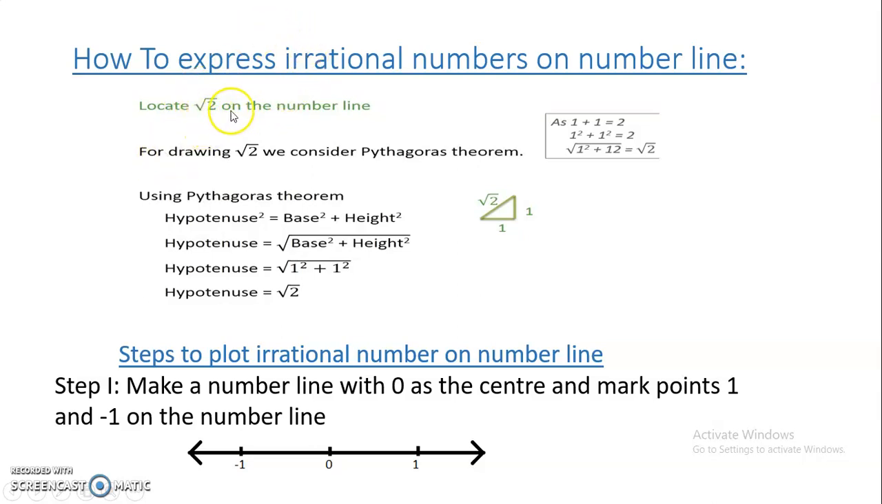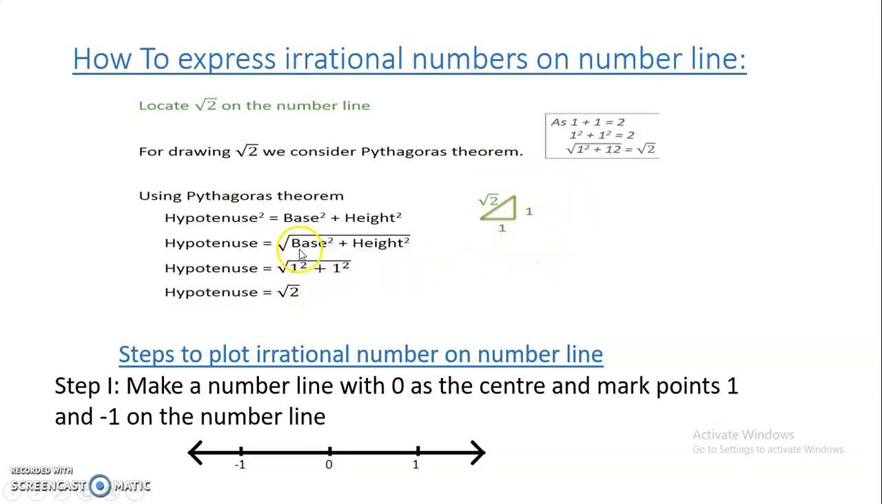So for that we have to consider the Pythagoras theorem. Pythagoras theorem is applicable over the right angle triangle. And what does the Pythagoras theorem say? That hypotenuse square is equal to base square plus the height square. So here see the base value is 1 and the perpendicular value is also 1. So we have to put it into this formula. This is the right angle triangle.